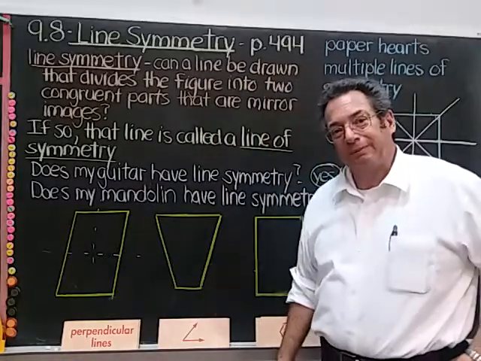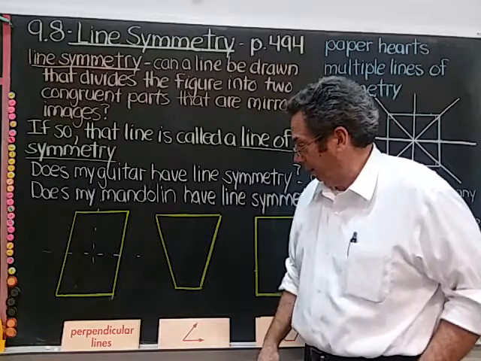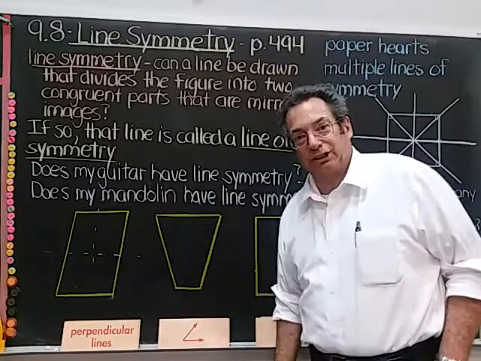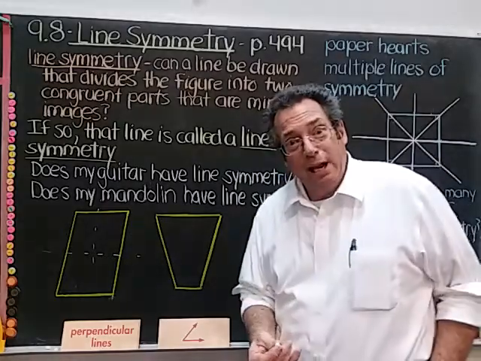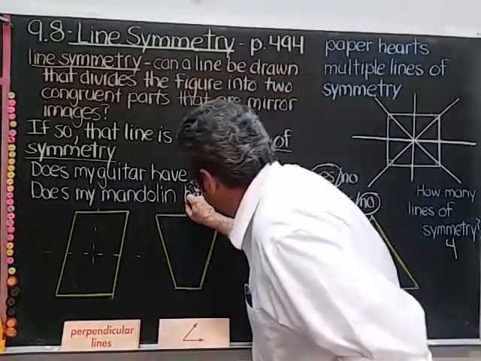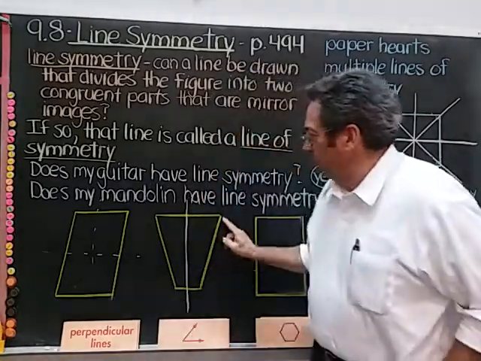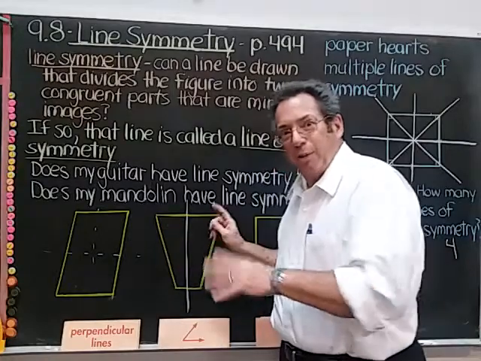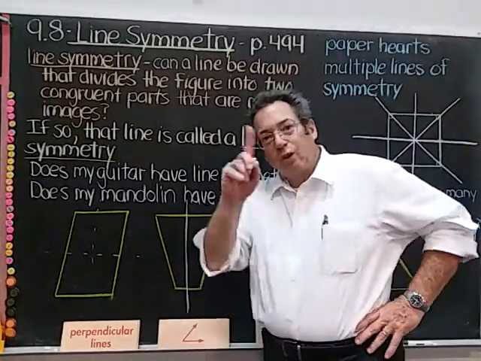How about this one? How many lines of symmetry for this? Obviously, that is a trapezoid, isn't it? It's got only two sides that are parallel, a quadrilateral with two sides parallel. Do you see any? Is there one here? No. How about this? If you folded that over, technically, if I drew it in the right spot, would it touch the other side just exactly? Yes. So there's only one line of symmetry.